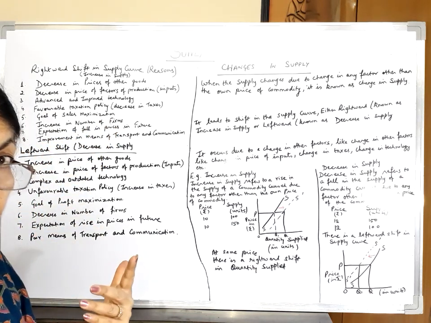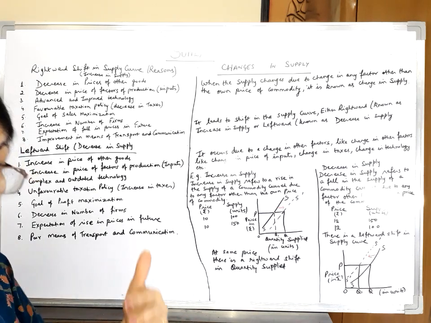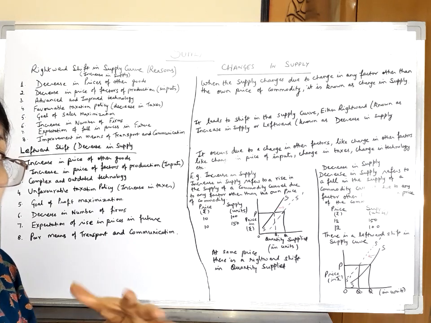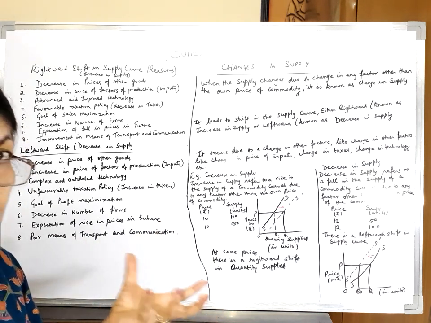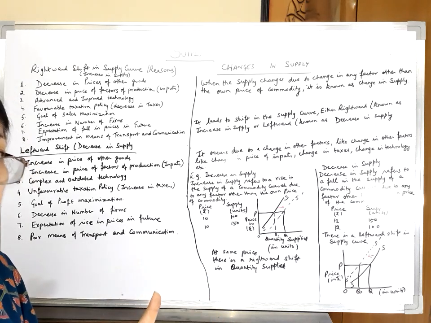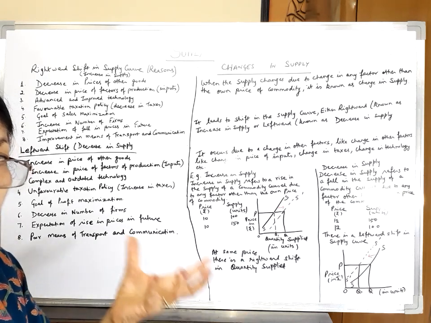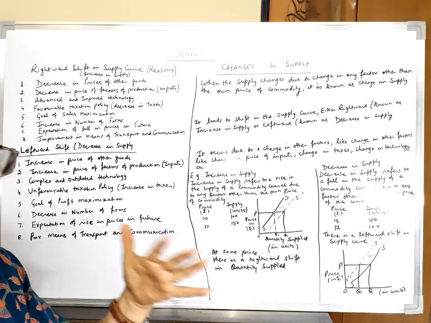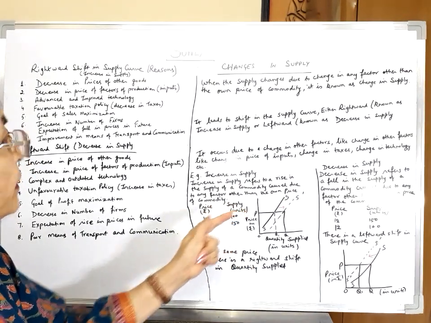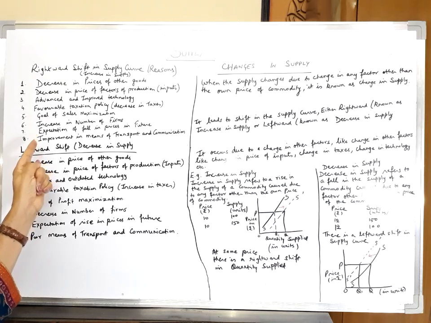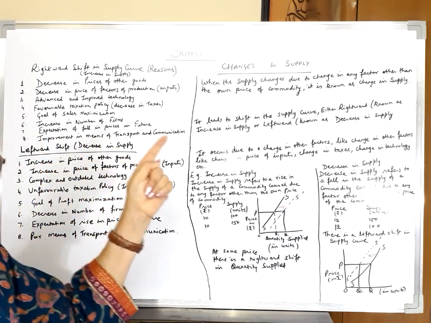If the producers expect that the price of that particular commodity is likely to fall in the near future, he would try to increase its supply and use all the inputs that he has with him in the present state, and therefore the supply of the product increases and he is prepared to sell whatever has been produced by him at the going price or the market price. The next one, improvement in means of transport and communication.